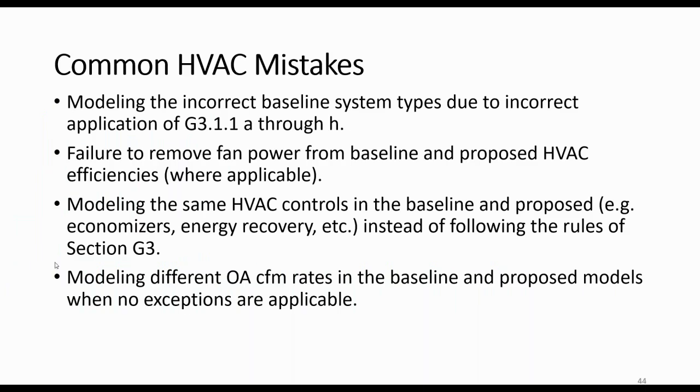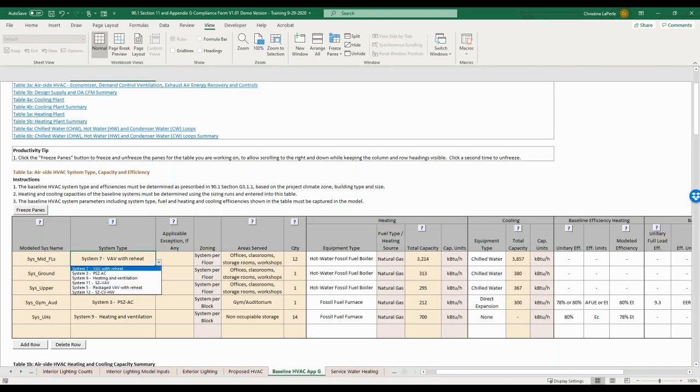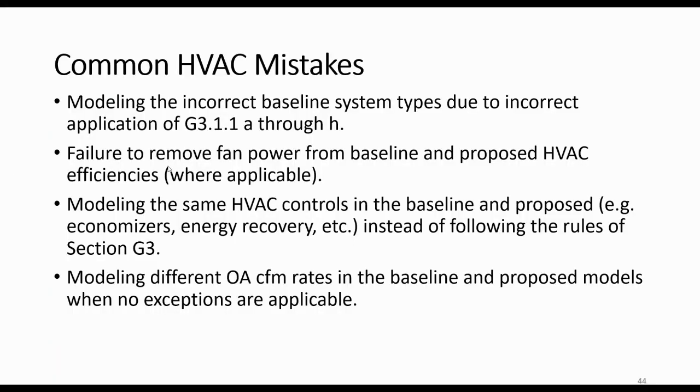Some common HVAC mistakes is modeling the incorrect baseline system due to the incorrect application of G3.1.1.1A through H. And we have narrowed the selections a little bit based on upstream inputs in the compliance form for the baseline type to try and help with this particular issue that comes up. So we often see a failure to remove fan power from the baseline and proposed efficiencies where it's applicable. The baseline automates this process. The model input auto population automates this.